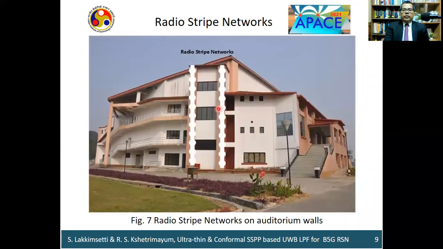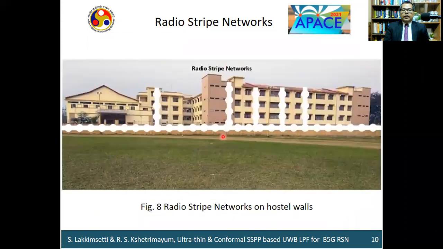Similarly, outside the auditorium we can put radio strap networks on the faces or facades of the building. Another situation is the girls' hostel in Indian Institute of Technology, Guwahati. On the walls of the hostel, we can also put radio strap networks to give very good service to each and every hosteler inside the hostel.